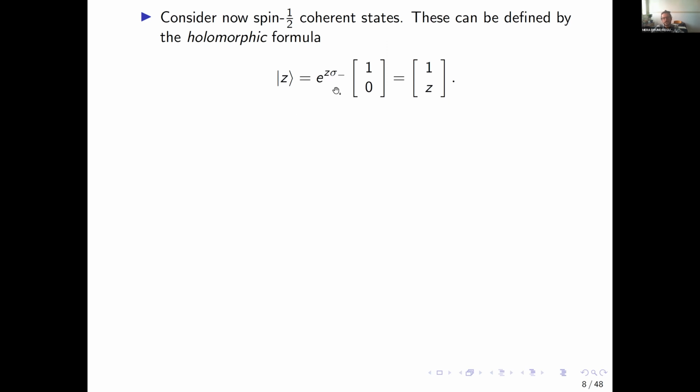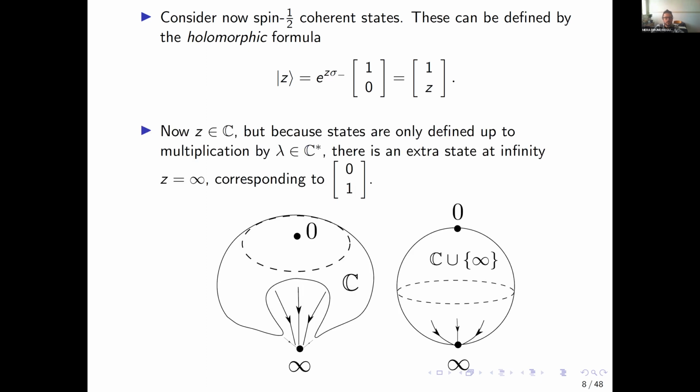And you see that, again, the right-hand side only depends on the complex variable z and not the complex variable z bar, okay? So holomorphicity is again here. Well, z is only a complex variable in C, but because states are only defined up to multiplication by non-vanishing scalars, there's an extra state at infinity corresponding to the up to the down state, if you want. So you actually have a family of states parametrized by the Riemann sphere.